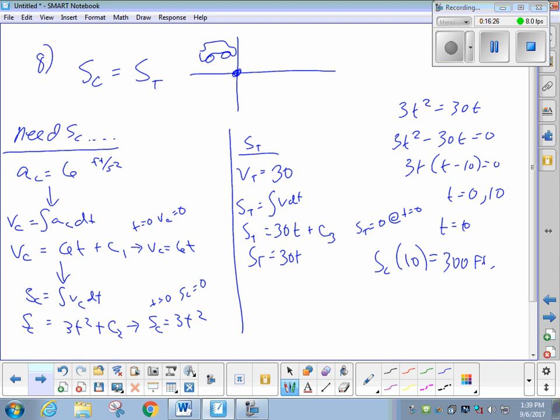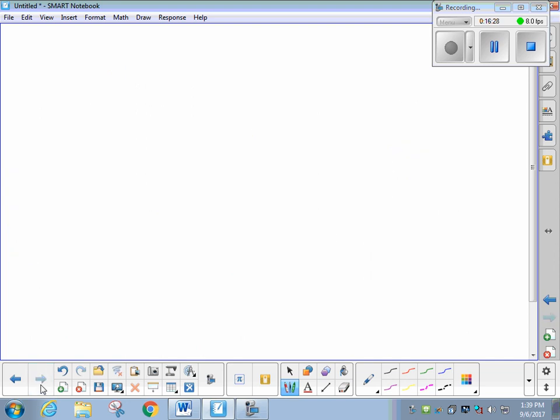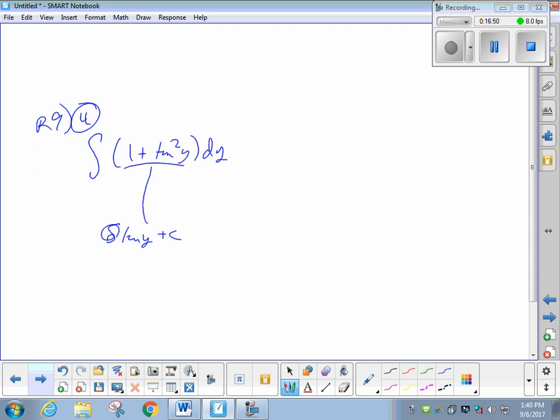Number 4, it said remember your identities, and I wasn't totally sure. So the idea was 1 plus tangent squared y. This was kind of fun because if you looked at the answer, the answer to this is tangent y. And you think, how could the antiderivative of that be there? What's the identity for 1 plus tangent?